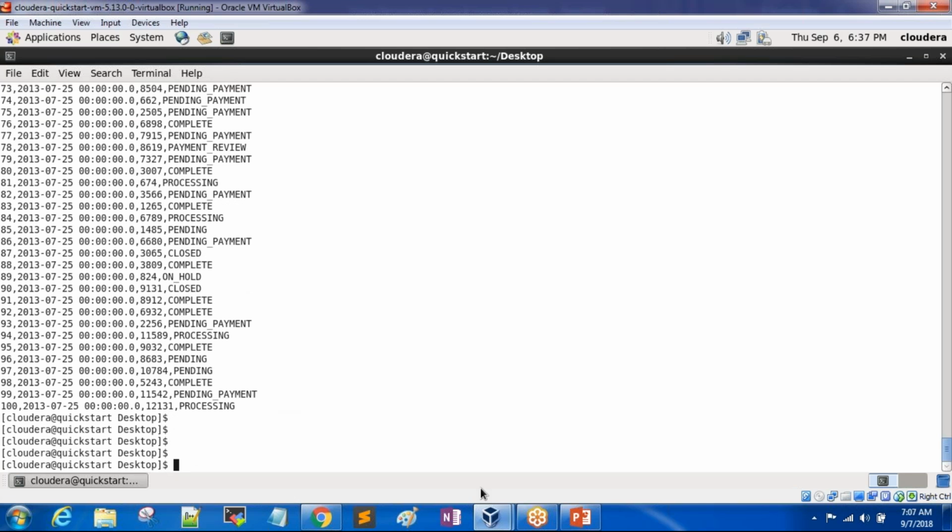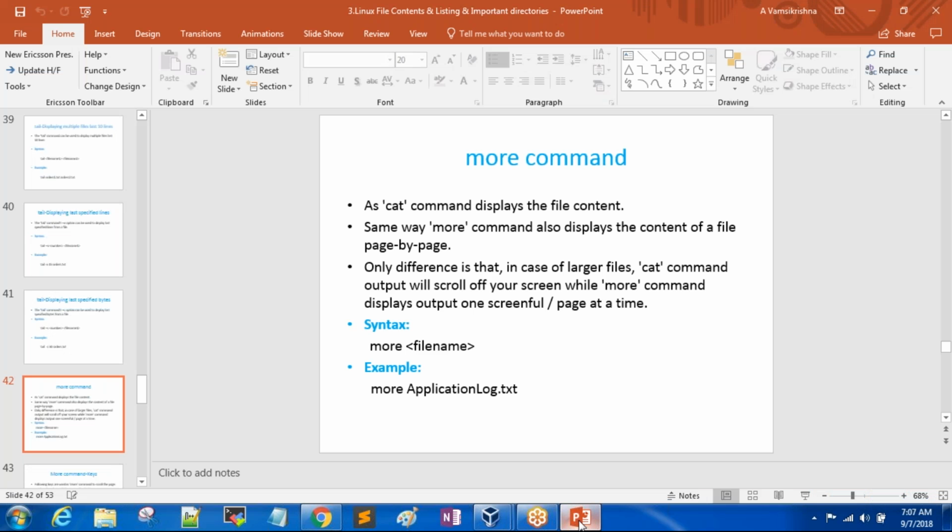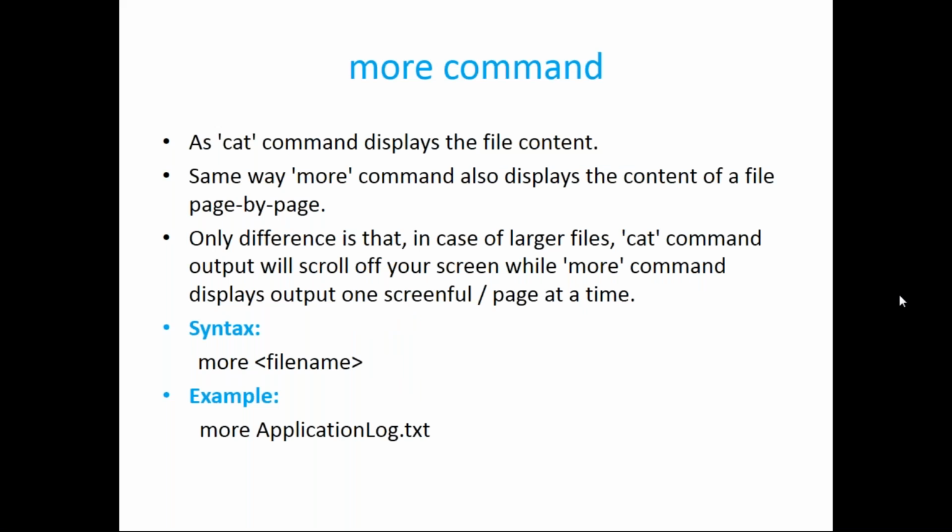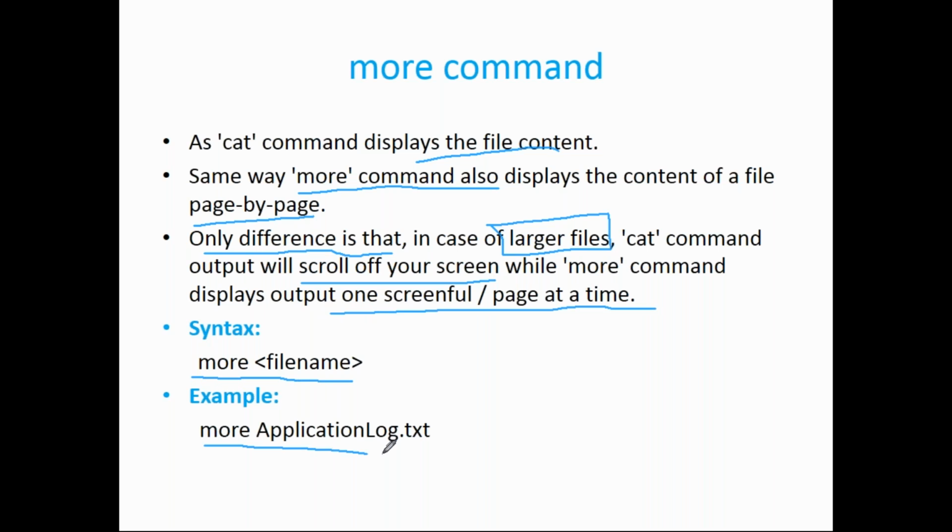In that situation, you can use another option called more. The cat command displays the file content, but more will display the file content page by page. The difference between cat and more is, in case of larger files, maybe more than 30 or 40 lines, the cat command output will completely scroll off your screen, whereas the more command will give the output in a page by page manner. Syntax could be more space file name.